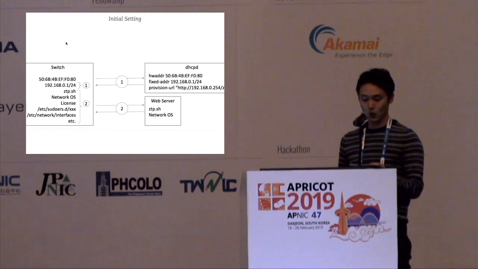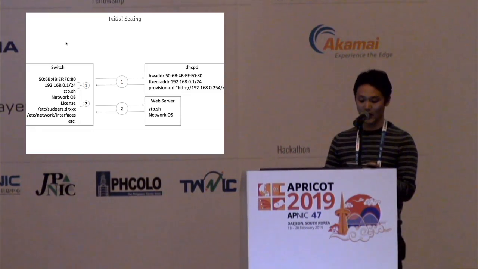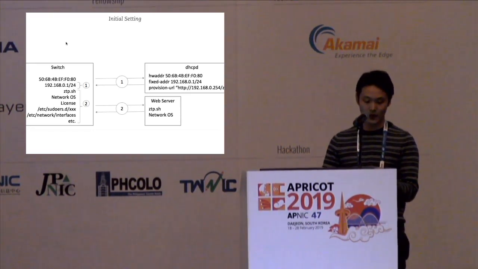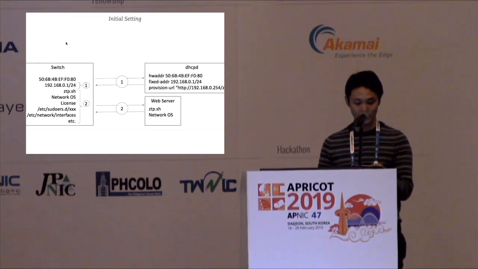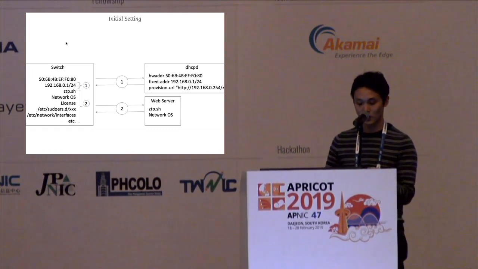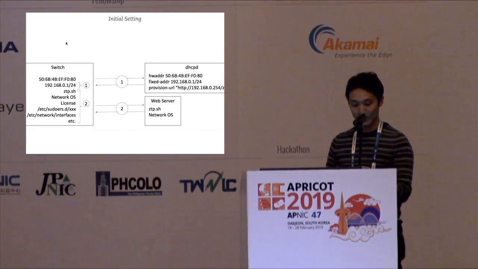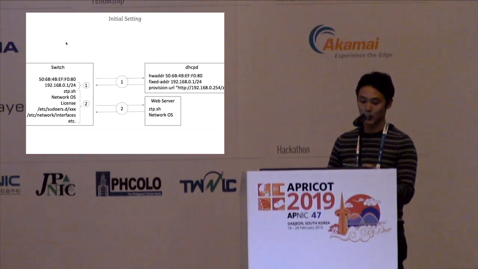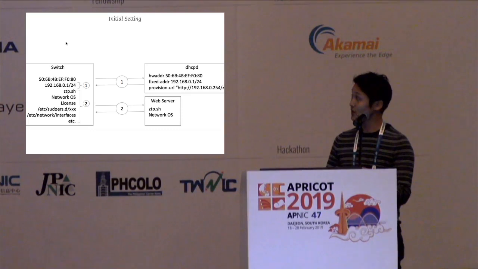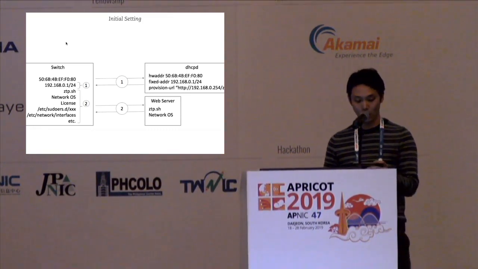As you see in the picture, no one in the room might be very happy to type the same commands again and again for IP address assignment and network OS installation. In this step, DHCP and ZTP script can do it for you. Firstly, in response to a DHCP request from a switch, DHCPD replies with the IP address mapped to the hardware address of the switch, as you can see in the first step. And the switch receives the URL for the ZTP script that is used for zero touch provisioning.